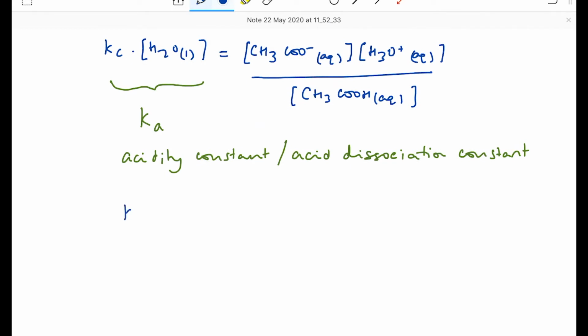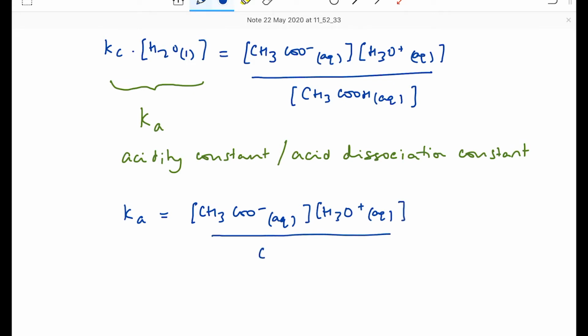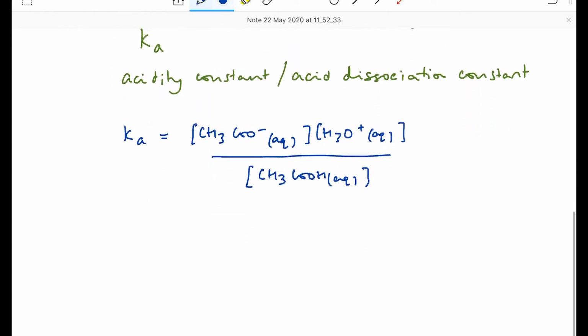So that means that for this particular reaction, Ka equals the concentration of the ethanoate ions, square brackets for concentration, multiplied by H3O plus divided by ethanoic acid. Now I hope you can see why I didn't simplify straight out. So let's generalize this.